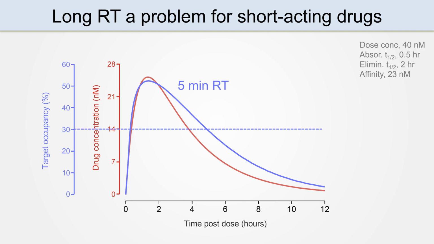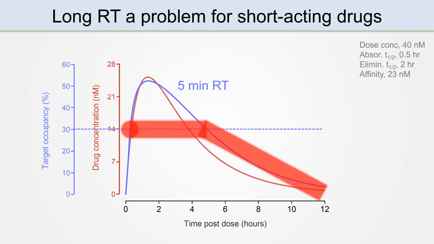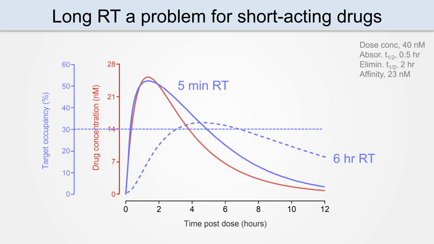Target engagement of 30% is required for efficacy for this class of drugs. We hit this threshold in a few minutes with this compound, remain above it for about 5 hours, after which the target engagement wears off. So this timing is just right for a sleep drug. Now let's consider a slow residence time drug, which is this dashed blue line here. Clearly things are way off. This compound has the same affinity as the first one, but has a much longer residence time at 6 hours.